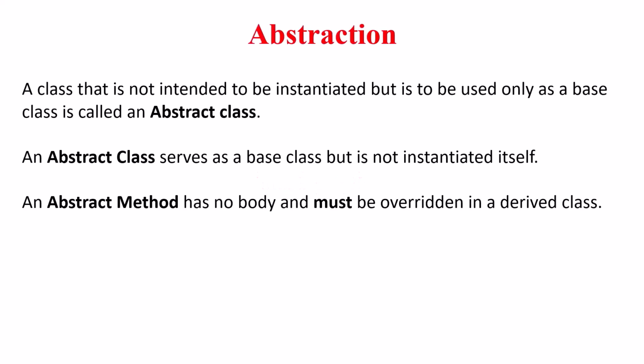Not that big a word. A class that is not intended to be instantiated, but is to be used only as a base class, is called an abstract class. An abstract class serves as a base class, but is not instantiated itself. So you wonder why. Okay, an abstract method has no body. It must be overridden in a derived class. Abstract classes are basically the starting point that you might have when you're trying to create classes. In fact, they form a very good checklist, as you're going to see as we go through this.